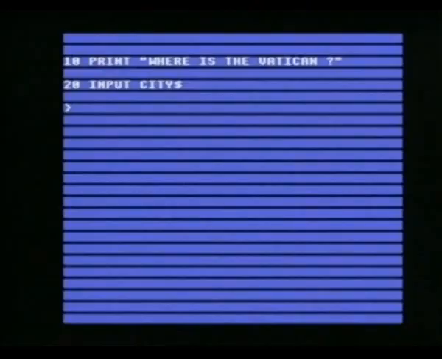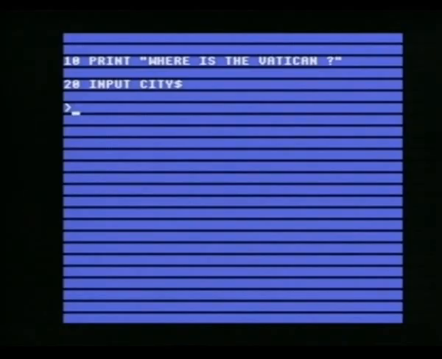And inverted commas. I always think of it like a conversation in a book. If you put something in inverted commas, it means it's conversation. So that tells the computer to actually print "Where is the Vatican?" on the screen when you run it. Okay. So when you run the program, that's what you get. That's all you get is "Where's the Vatican?" For that one line.